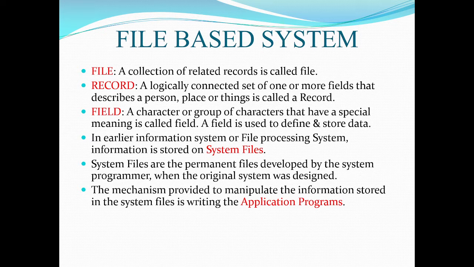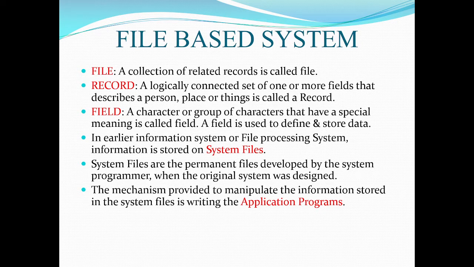Now, let us focus on what is a record. A record is a logically connected set of one or more fields that describe a person, a place, or a thing. So, in a simpler way, a record is a collection of fields. Now, let us see what is a field. A field is nothing but a character or a group of characters that have a special meaning, and we can say a field is used to define the data as well as store the data.